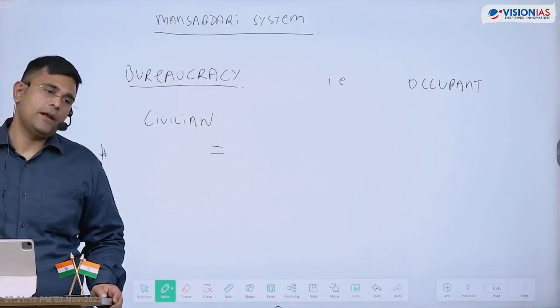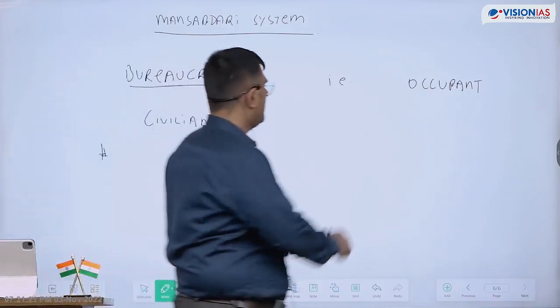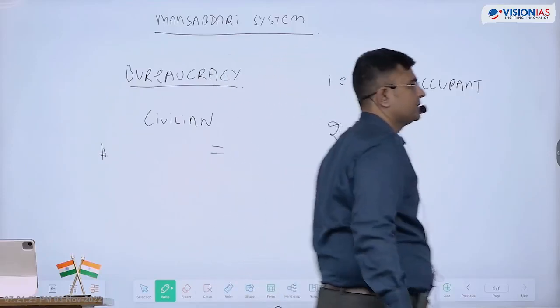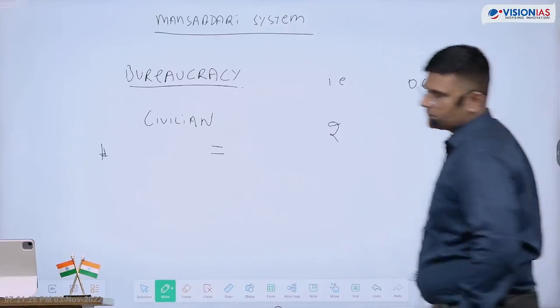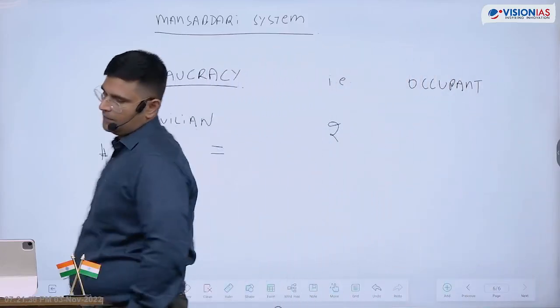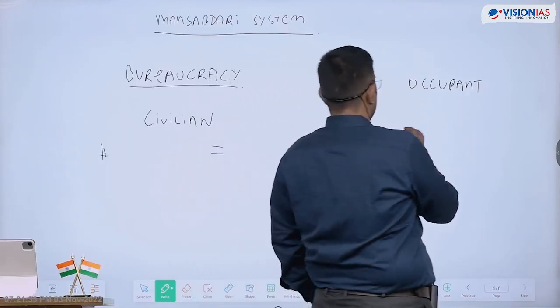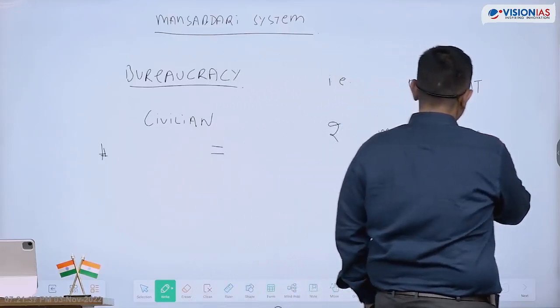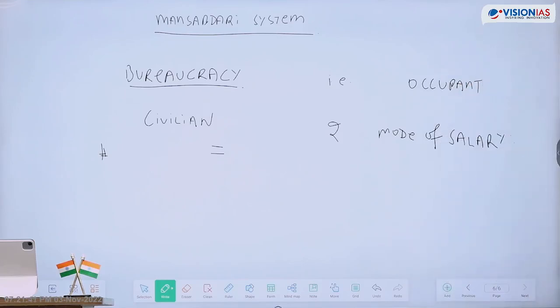Right? Next, write down numeric 2, two types of Mansabdars on the basis of mode of salary.